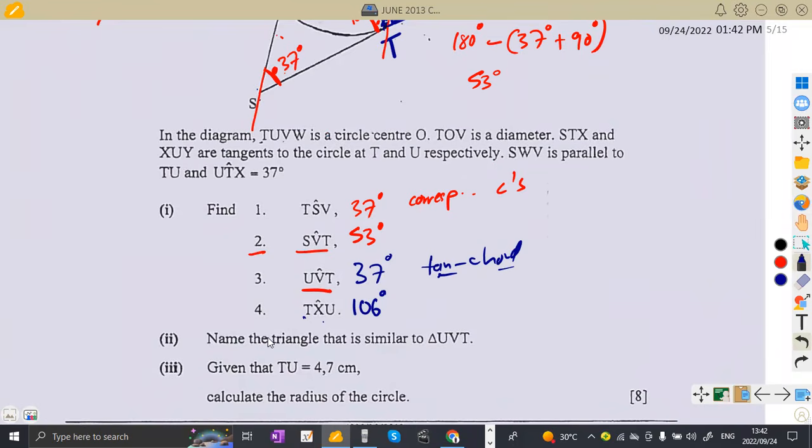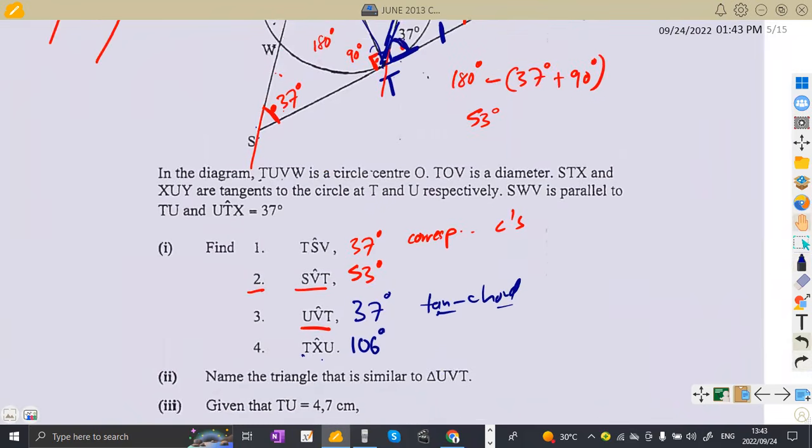Now let us move on to the other part of the question. We are now asked to name the triangle that is similar to triangle UVT. Remember, similar figures are supposed to be equiangular. So you need UVT. The first thing is to locate that triangle UVT.